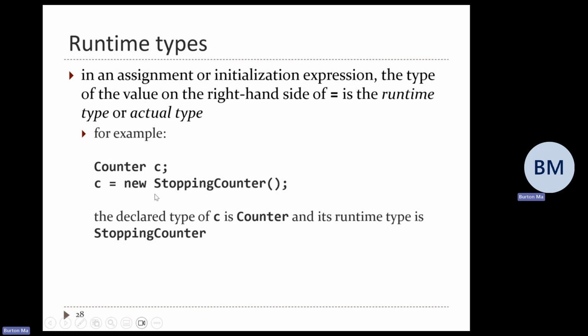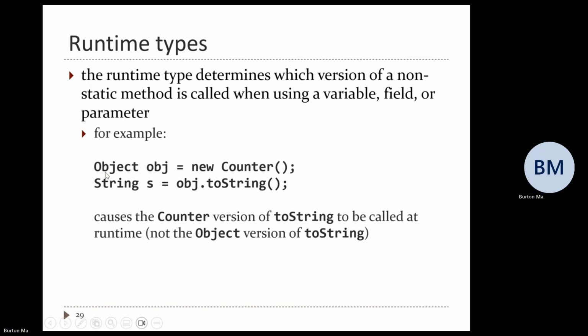Okay, what about the thing on the right-hand side? When you make an actual object, so here we're making a StoppingCounter, and we're going to store that in c, whose declared type is Counter. The type on the right-hand side is the runtime type or the actual type. So in this case, the runtime type of c is StoppingCounter. Its declared type is plain old Counter. It's the runtime type that determines which version of the method actually gets called when you use that variable. For methods, this is only the non-static methods that count here. Static methods are handled differently.